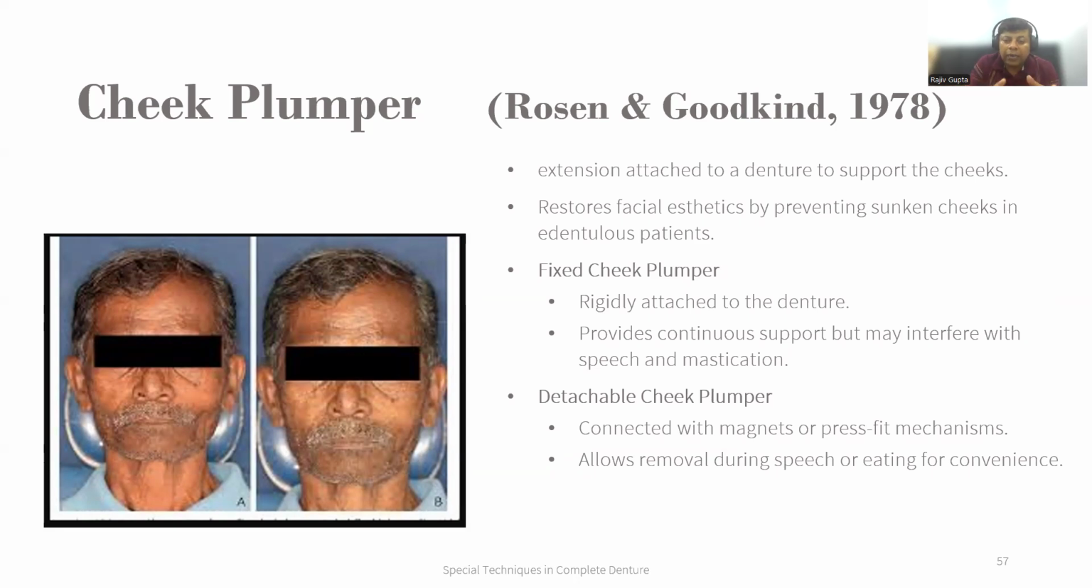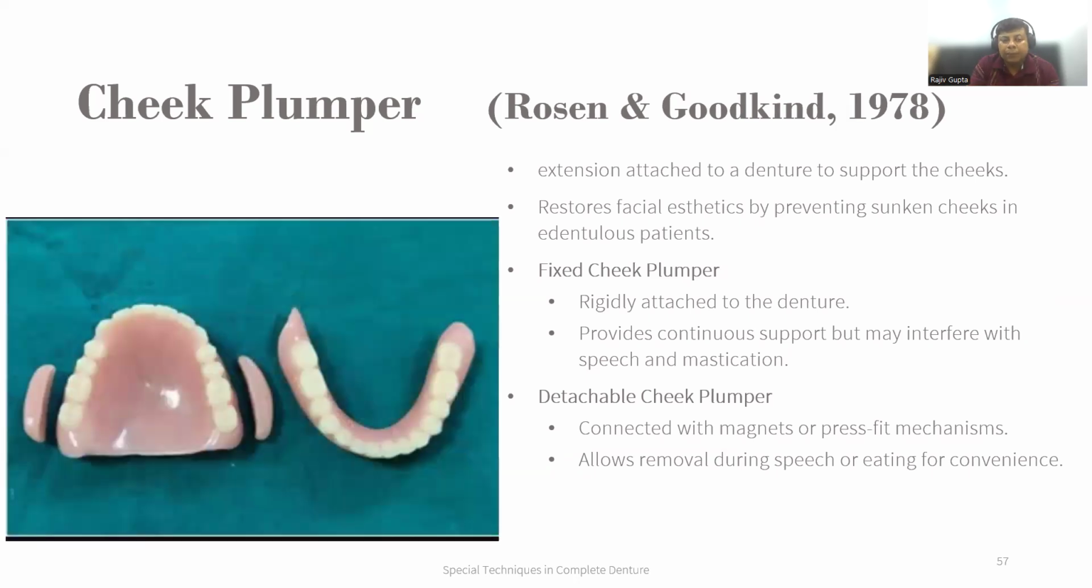So basically these cheek plumpers are rigidly attached to the denture, and if it is of the fixed type, it provides continuous support. Another type is detachable. This is an example of a detachable cheek plumper. It can be attached with the help of magnets whenever the patient wants better aesthetics, and it can be removed. And we can also have the fixed type, in which we have continuous support of the tissues with the help of a cheek plumper.